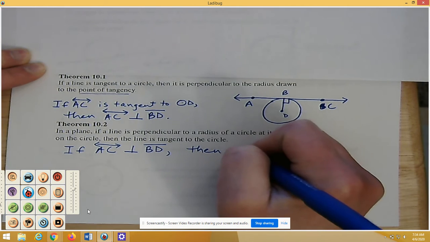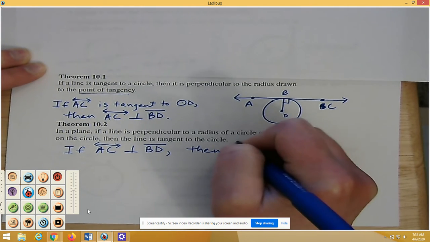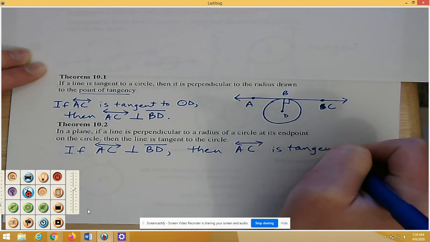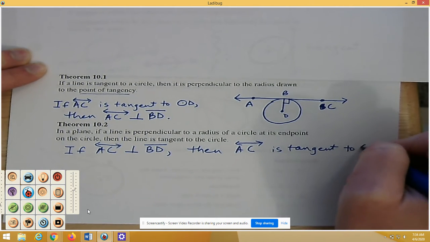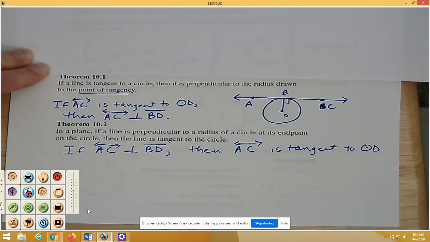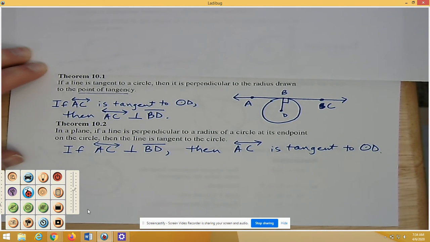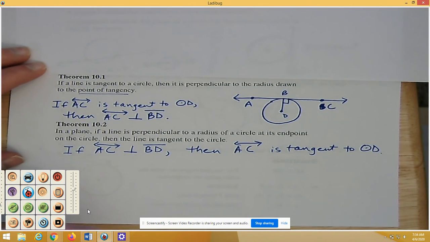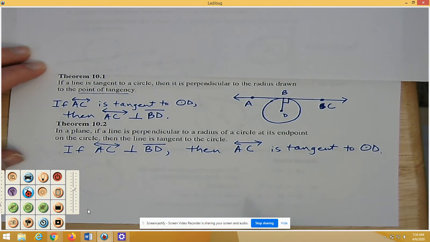So then AC is tangent to circle D. These are the converse of one another. We talked extensively earlier this year about converse statements, how you have an if-then, and then you can reverse the hypothesis and conclusion, and that's pretty much what's happening here.